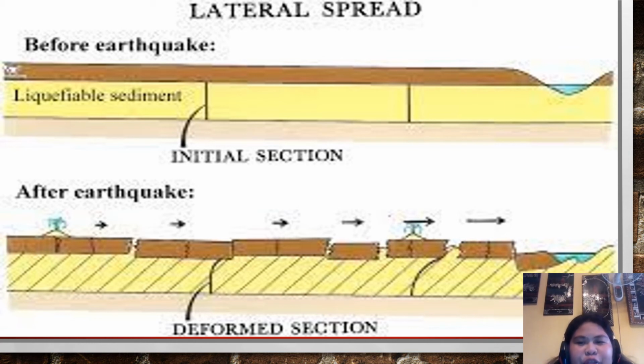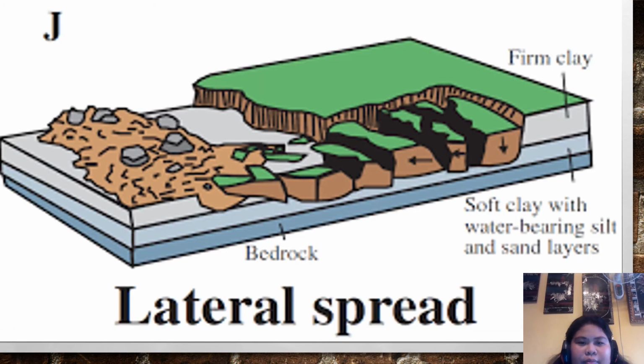Before the earthquake, there is a broken line here, a small broken line. Then after the earthquake, there are a lot of broken lines in the picture. This is the deformed section. And this is also an example of the lateral spreading.